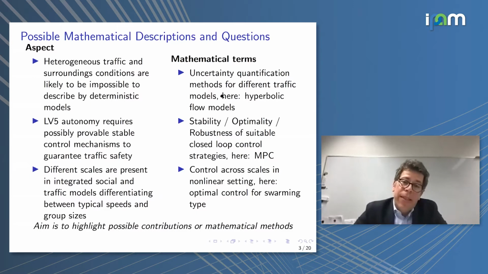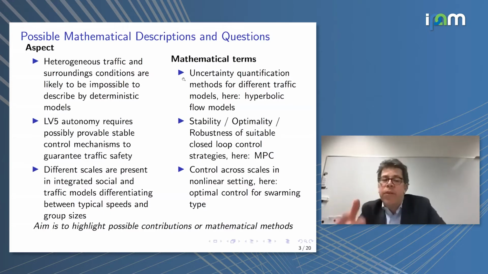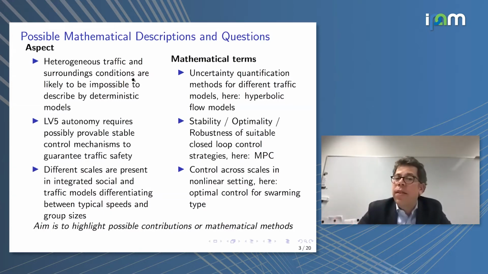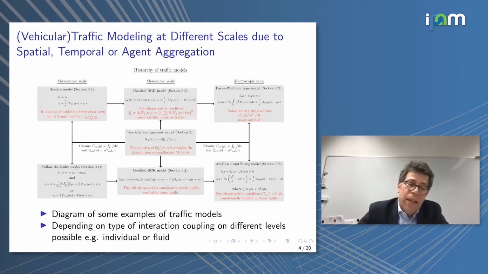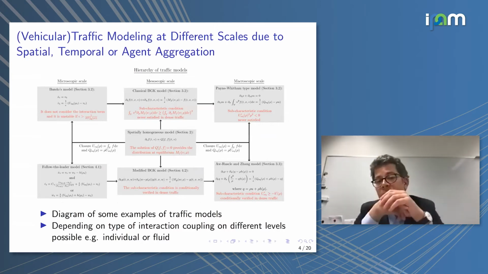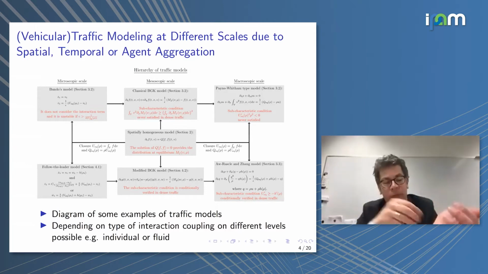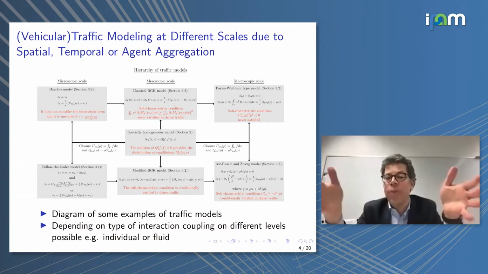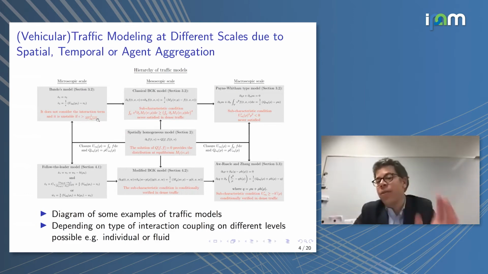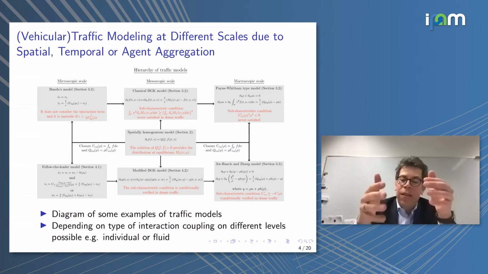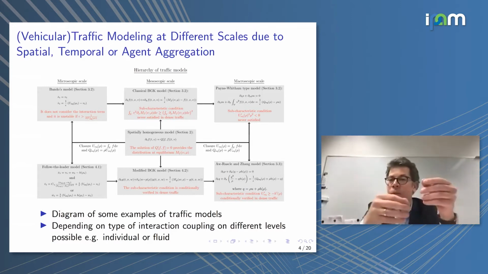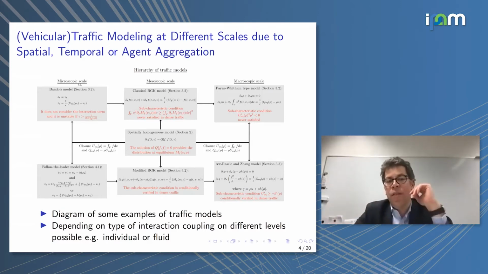So I start with the mathematical aspects which I found interesting in the modeling of heterogeneous traffic conditions. For that, I would like to show you this first slide where you have the different scales of modeling vehicular traffic. I don't want to discuss all these equations, but I want to introduce these scales because this heterogeneity can, of course, appear at every scale. On the left, at least on my left, you have what is called a macroscopic scale.